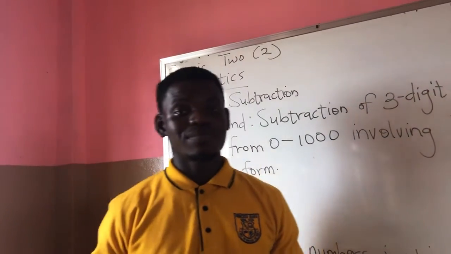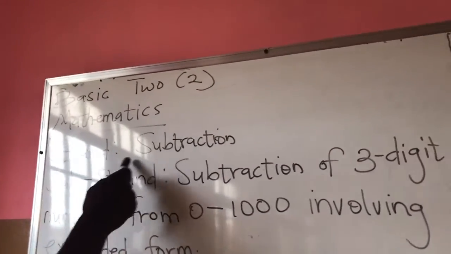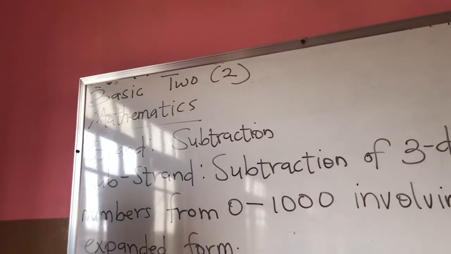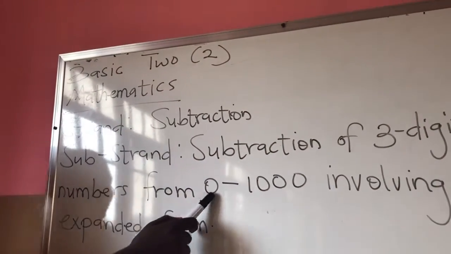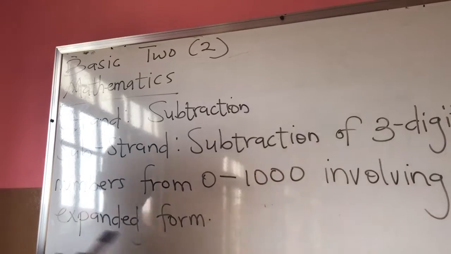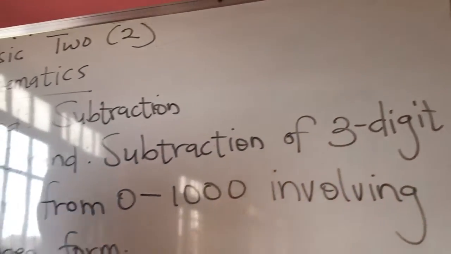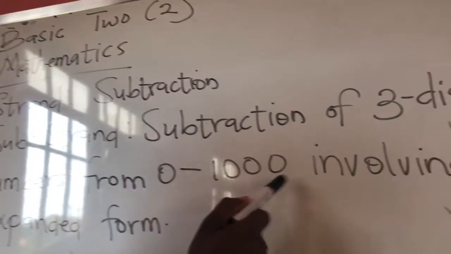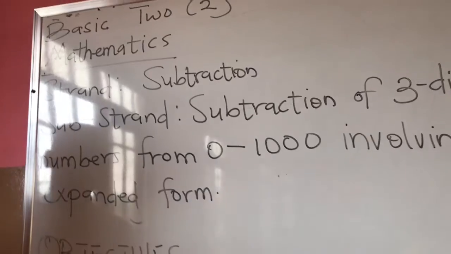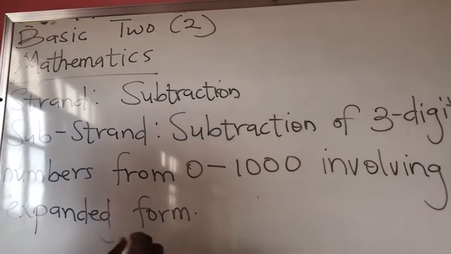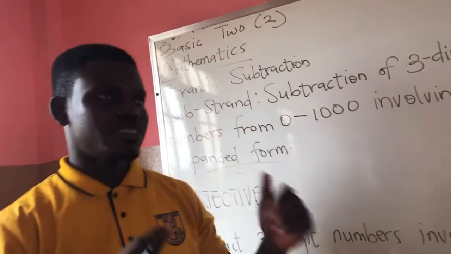Today we'll be looking at mathematics, and under mathematics we'll be looking at subtractions. Our subtraction for today is subtractions of 3-digit numbers from 0 to 1000 involving expanded forms. Now, when we say expanded forms, what comes to mind?